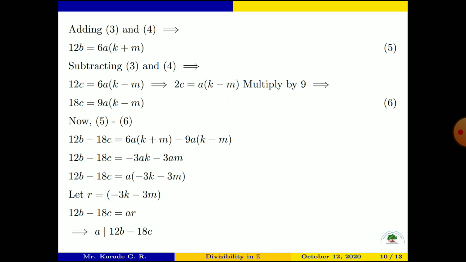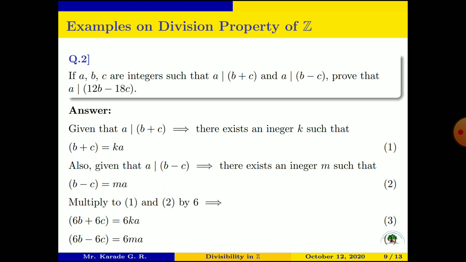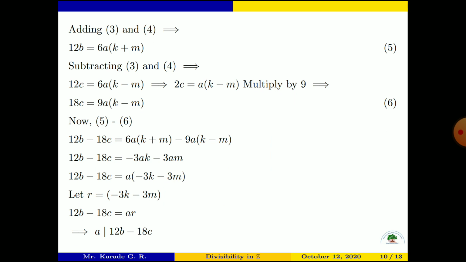Adding equations 3 and 4, the 6c and 6c get cancelled, and there will be 12b equal to 6ka plus 6ma. So 12b is equal to 6a times (k plus m). Now subtracting equation 4 from 3, we get 12c is equal to 6a times (k minus m), and this implies, if we divide by 6, 2c is equal to a times (k minus m). Multiply this equation by 9, and you will get 18c equal to 9a times (k minus m).